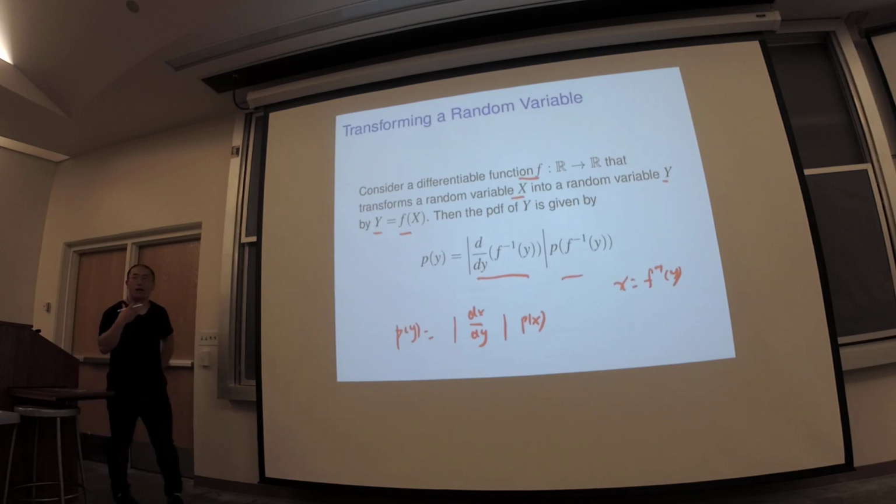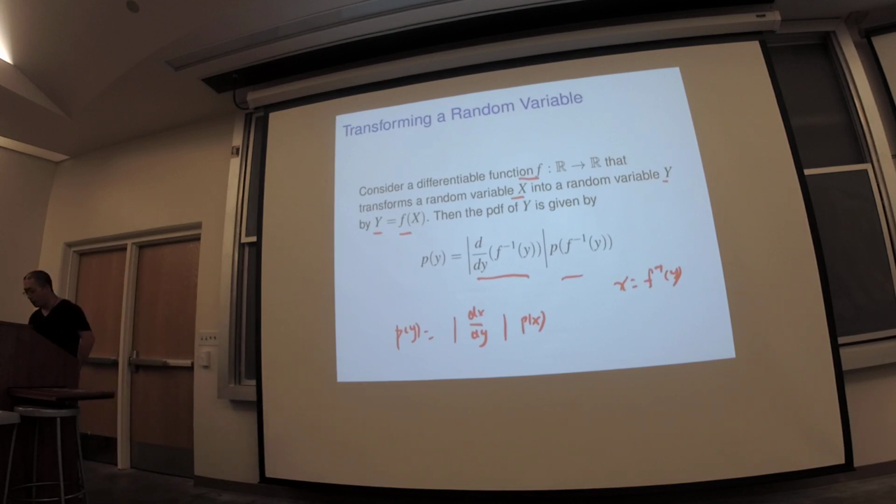Now, a more important generalization is, what if x and y are vectors? If y equals f(x), and y is, say, some m by 1 vector, and x is an m by 1 vector, how do we compute the density of y according to the density of x? It has to be... So what does this term become?